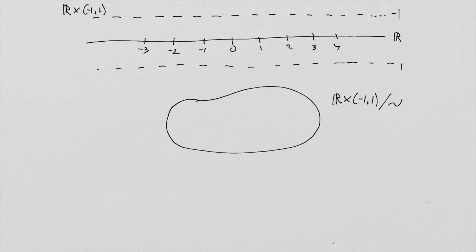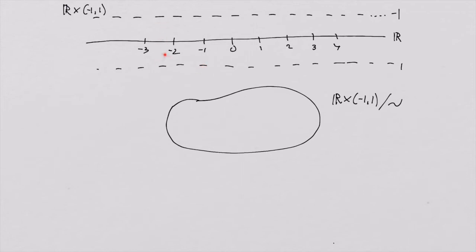Because the continuous image of a compact set was compact, and then a compact set in a Hausdorff space is closed, and we started with a closed space, which was compact, so it was very important that it be closed. In this case, it's important that it be open because we want to show that this is a manifold.